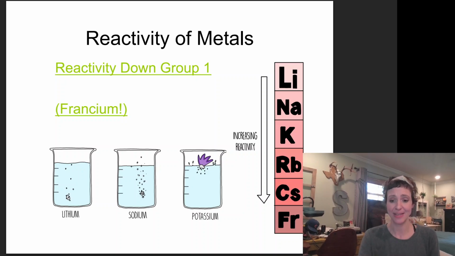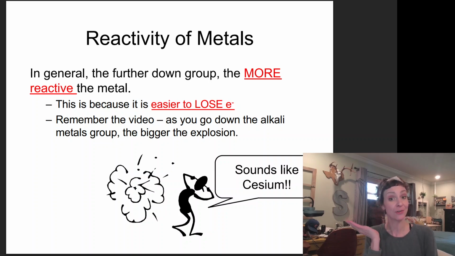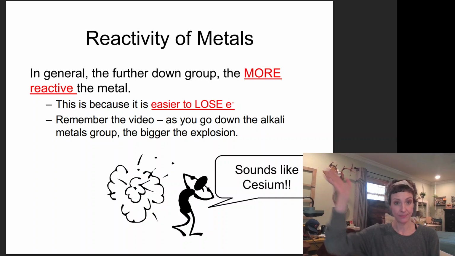So, reactivity of metals, and a summary. It says in general, the further down a group, the more reactive the metal. That's because it is easier to lose electrons. So remember the video, as you go down those alkali metals, the bigger the explosion. And that is because metals lose their electrons easier to do that when I get bigger and fatter.